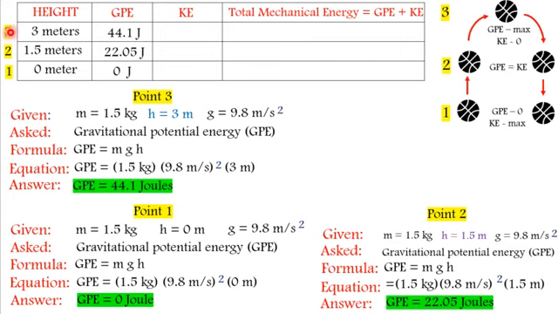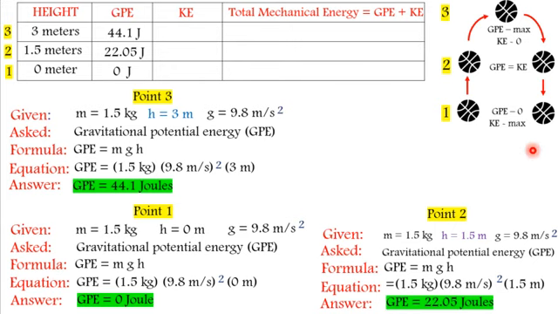So you will notice here that at the maximum height of 3 meters, the maximum potential energy of the ball is attained at 44.1 joules. After computing the value of GPE, let us now proceed to the kinetic energy of the ball. Based on this diagram, we can easily know the value of kinetic energy in each position, point 1, point 2, and point 3.